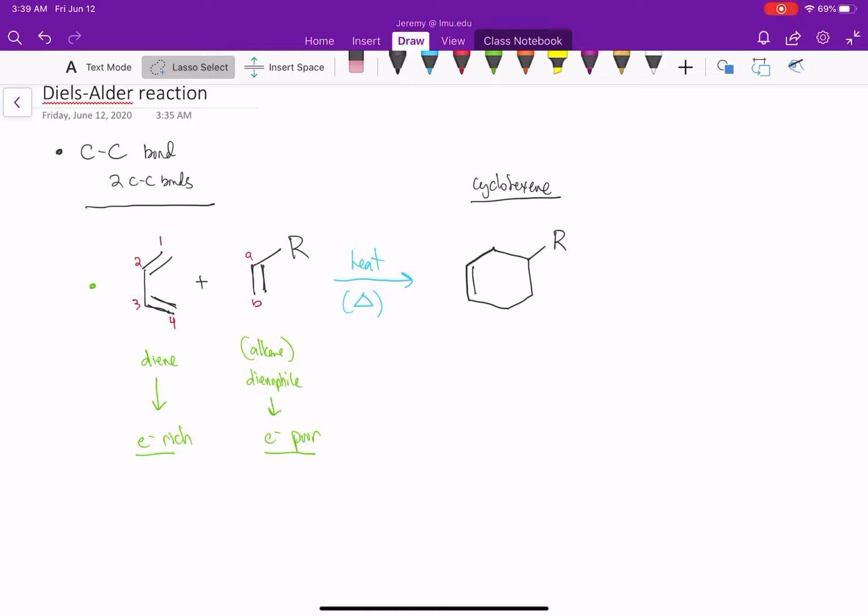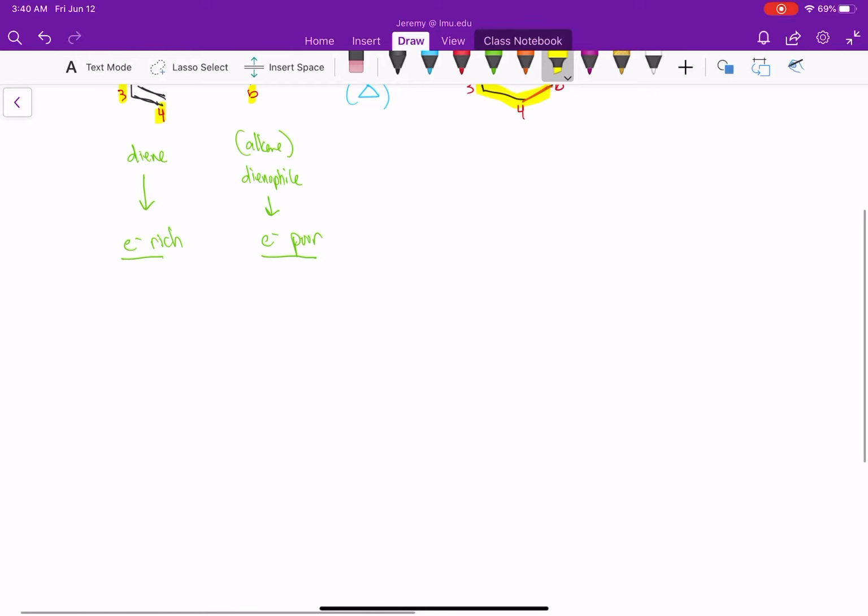So in this reaction, 1, 2, 3, and 4, there's A and B. We're forming two new carbon bonds: a new carbon bond between 1 and A, and a new carbon bond between 4 and B. For this reaction, I always recommend numbering your carbons 1, 2, 3, and 4, and A and B. It really helps you figure out how to do the mechanism of the reaction. Let's draw the mechanism for this reaction. It's actually quite simple.